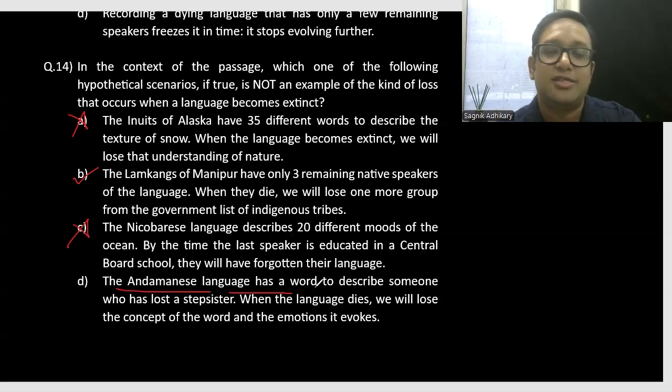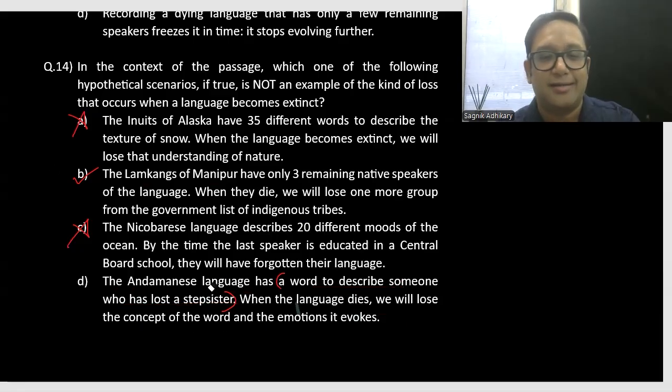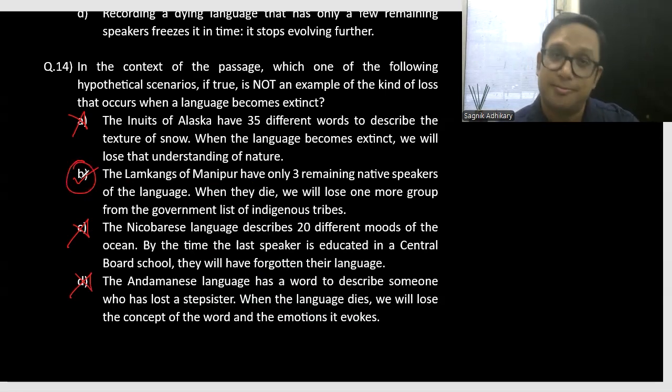The Andamanese language has a word to describe someone who has lost a stepsister. This language has a specific word to describe a certain loss. When the language dies, we will lose the concept of the word and the emotion it evokes. So something cultural, something relational dies when the language dies. Also an example of what the passage was talking about. We can rule it out. The correct answer is option B.